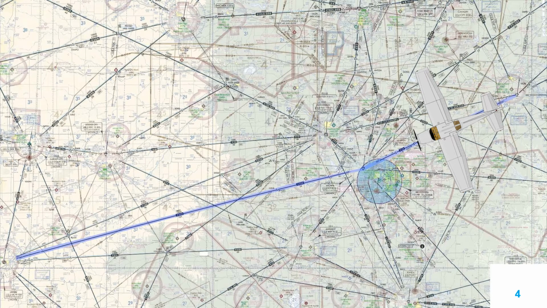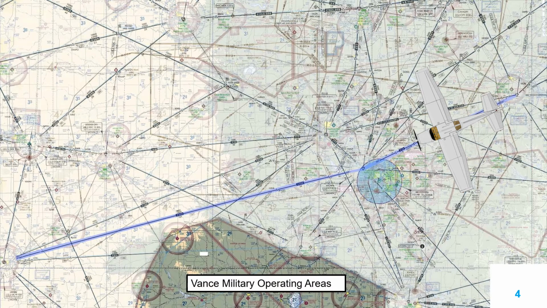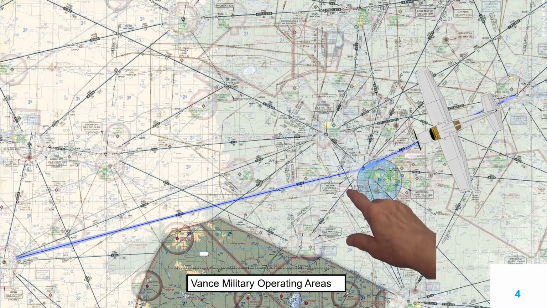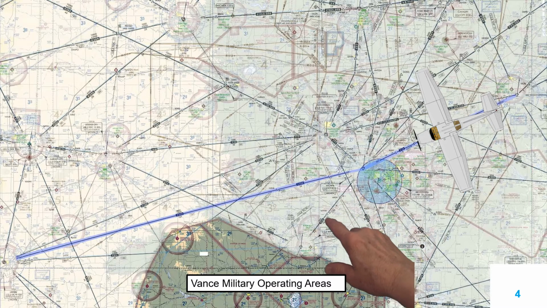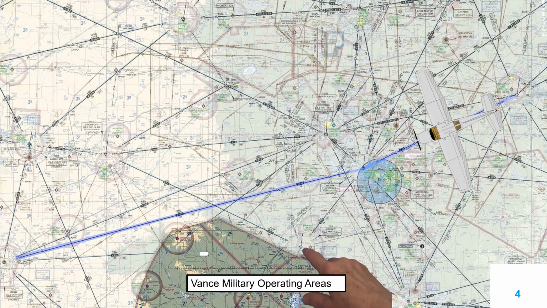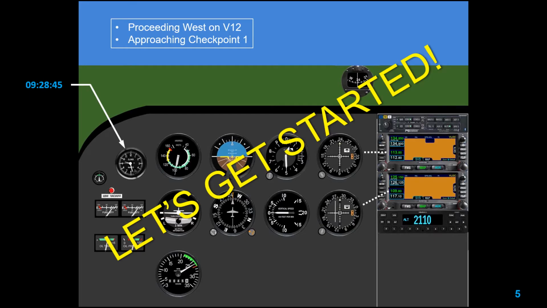There's an overview of the flight. There's the advanced military operating area that Dave was concerned about flying through. If you look up here, here's where you would have gone following Victor 12, right down into the military operating area, and it can get quite busy down at Vance. Let's get started.